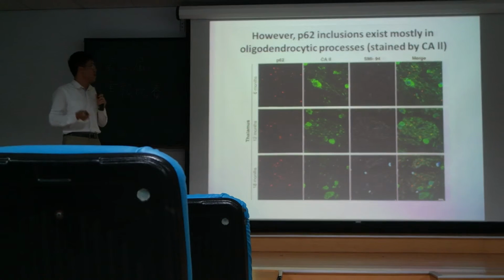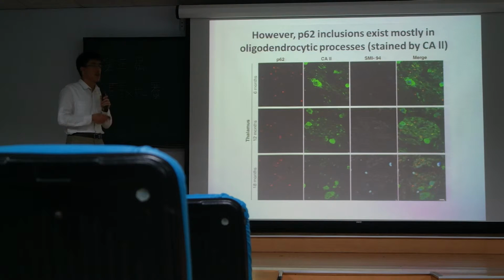However, on the other hand, the P62 inclusion mostly exists in the oligodendrocyte processes, which are marked by CA2. So you can see that the red dots and green dots have several colocalizations, and PSD95 is used to mark the axon process. It further suggests that P62 has a different expression pattern and location from the autofluorescent aggregates. So there are two different kinds of proteins.